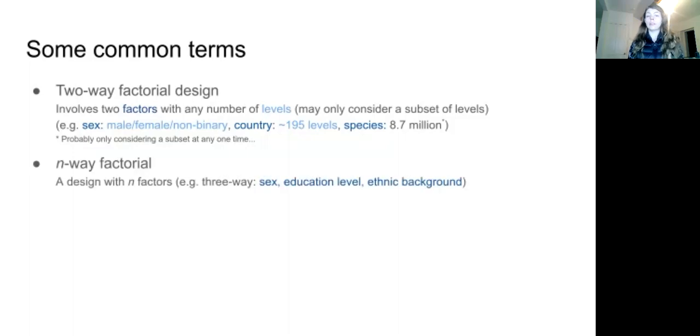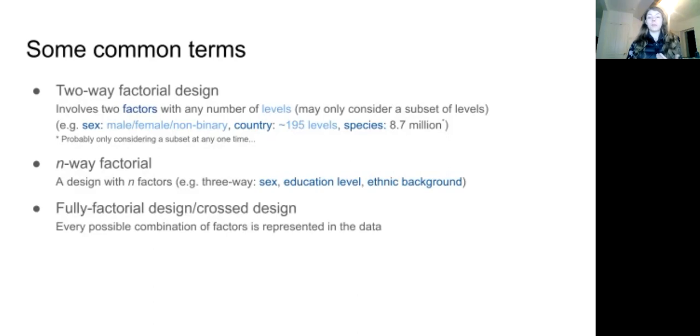So we have two-way designs, but we're not constrained to only looking at two factors. We can also have, by extension, n-way factorial, which is a design with n factors. We could consider, say, for example, the effect of sex, education level, and ethnic background on some response variable of interest, like the response of the immune system to COVID-19, for example.